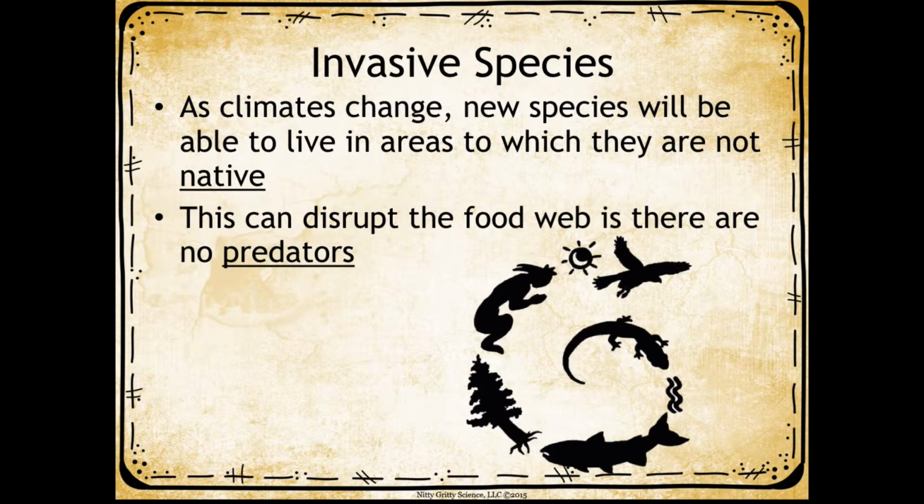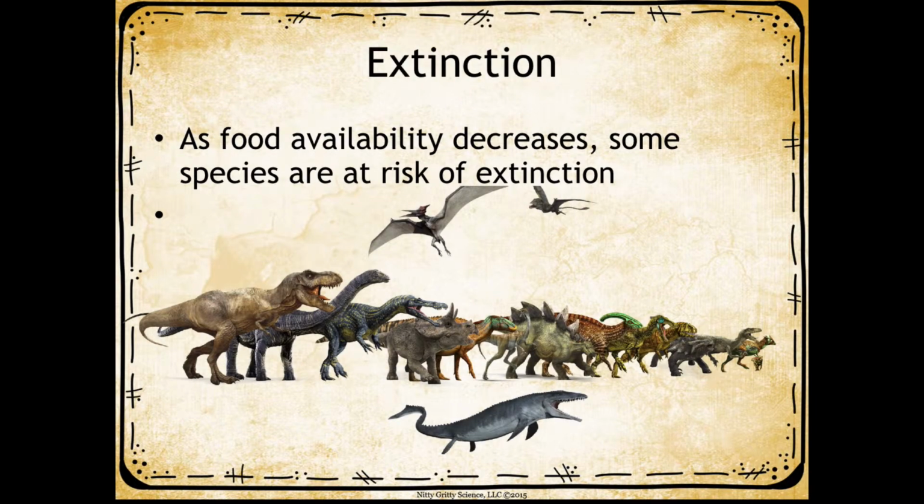Also invasive species. As the climate changes, new species will be able to live in areas to which they are not native. They would also be able to move to other areas. So this can disrupt the food web, especially if there are no predators in that area. Extinction. As food availability decreases, some species are at risk of extinction. So this is, again, going to affect that food web that we need. So obviously, looking at what happened with the dinosaurs, this is the exact effect here.